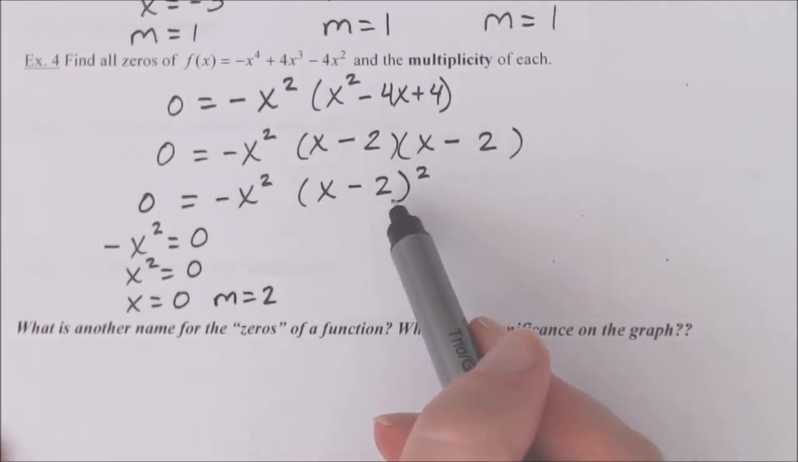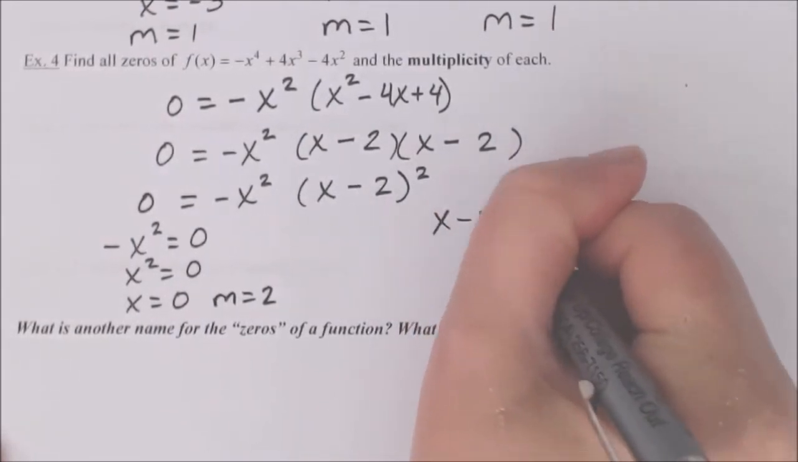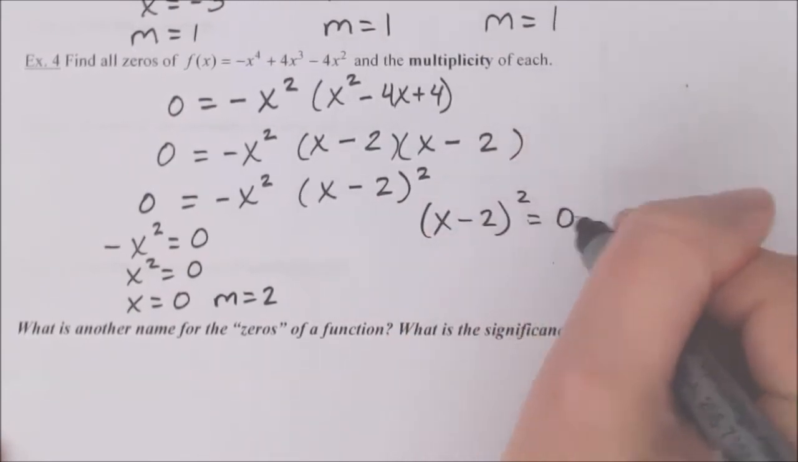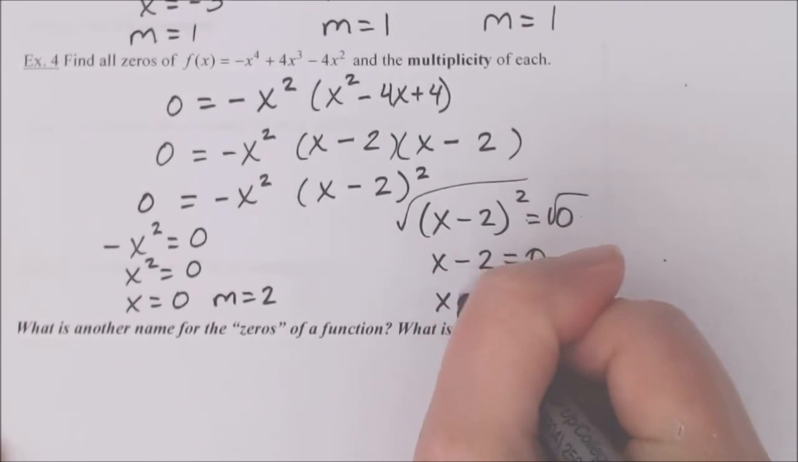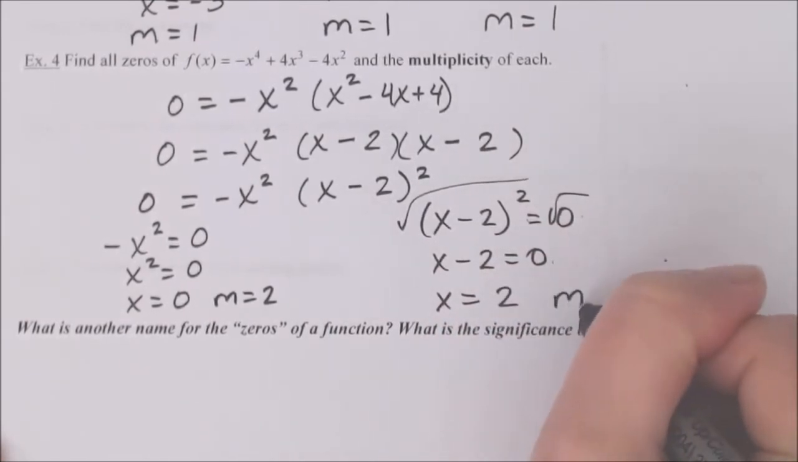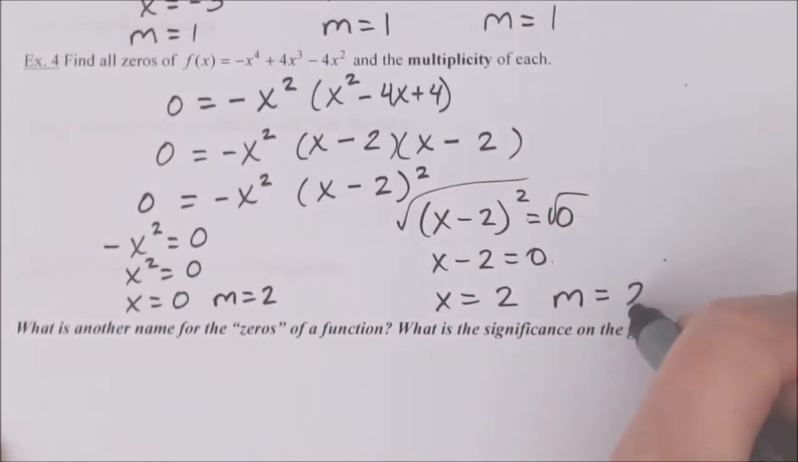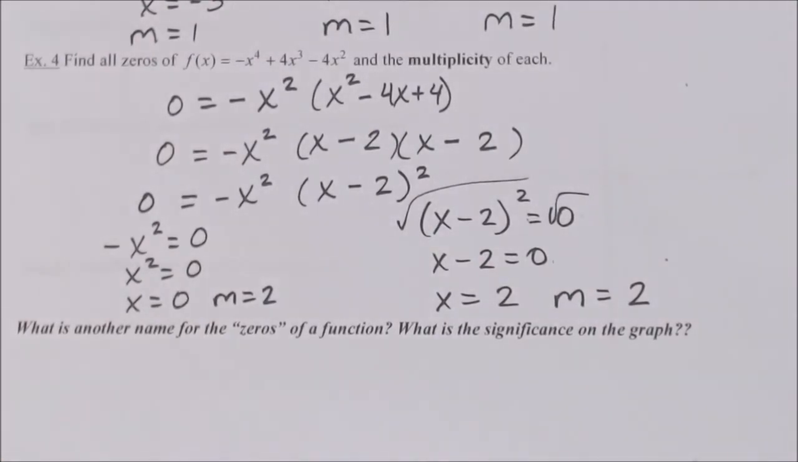How about over here, x minus 2 squared? If we set that equal to 0, square root both sides, we get x minus 2 equals 0, so we get x equals 2, but the multiplicity is what? It's going to be 2 because we had x minus 2 squared, or if you noticed earlier, we had x minus 2 times x minus 2. We had two factors of that, so therefore the multiplicity is 2.